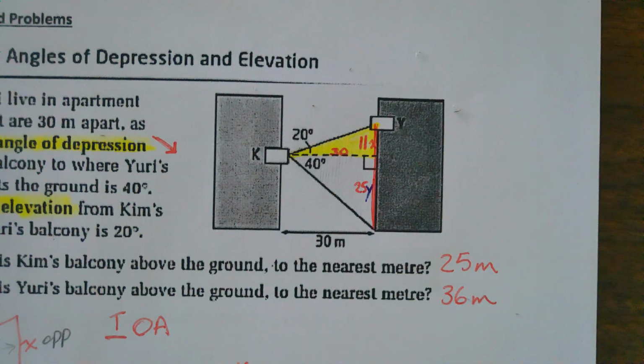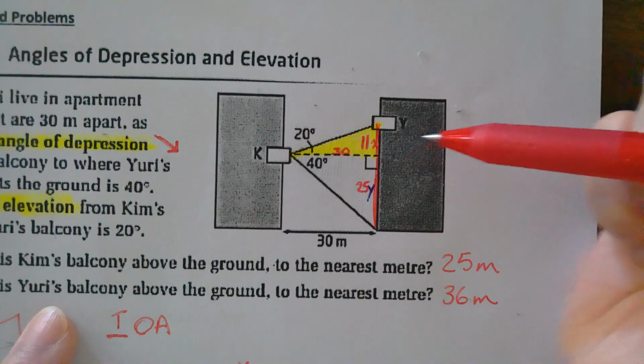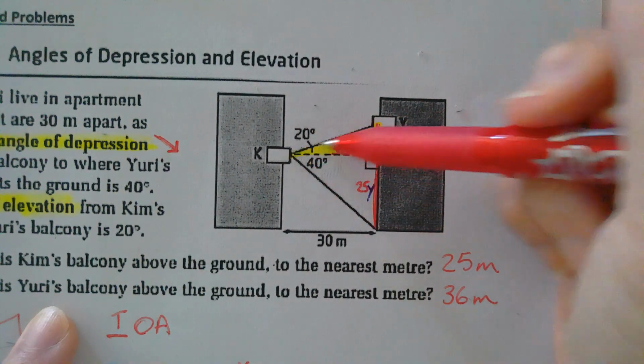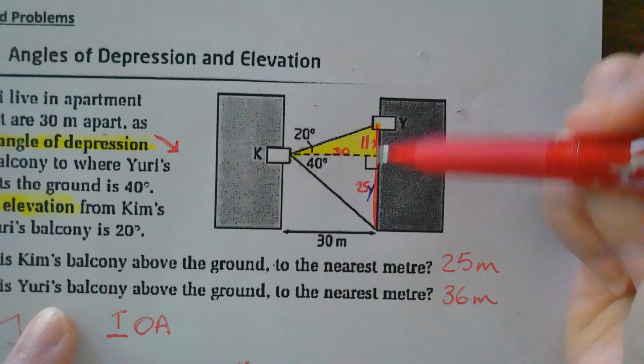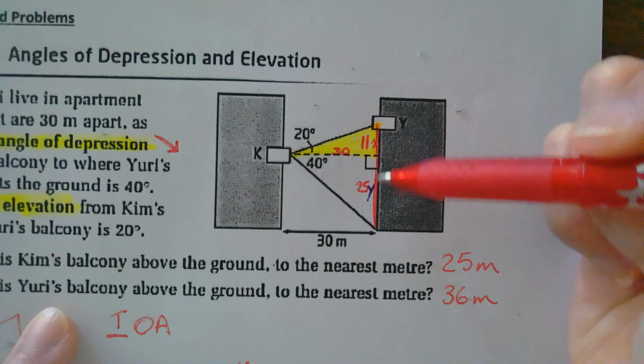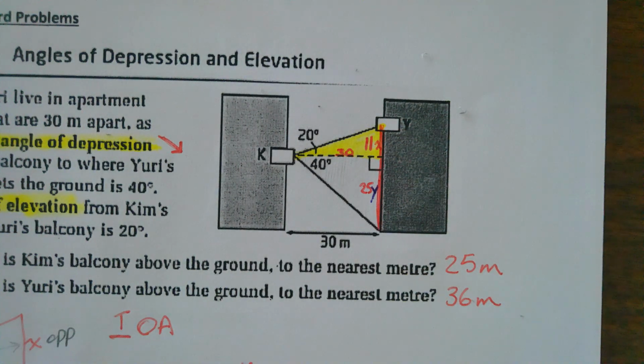So the key to this is, I know I'm looking for Yuri's balcony, but I cannot just do this triangle because it's not a right angle triangle. I have to split it into right angle triangles to do SOHCAHTOA. SOHCAHTOA only works on right angle triangles.